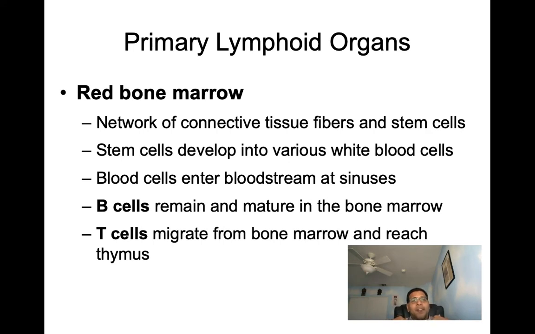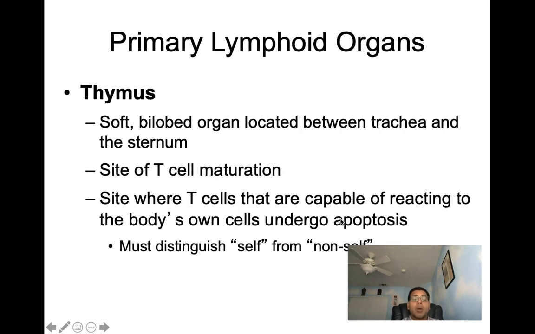I definitely didn't mature in high school; it was after high school that life really woke me up. But you can think of it as T cells going to high school, the thymus, because that's where they go to mature. Now, T cells migrate from the bone marrow and reach the thymus. B cells, the second major cell type here, remain and mature in the bone marrow. Next, we have our thymus.